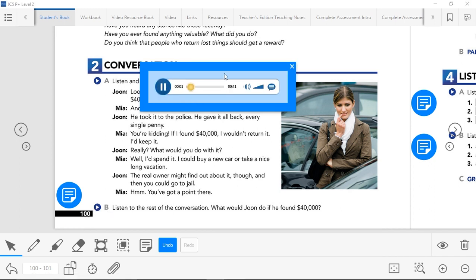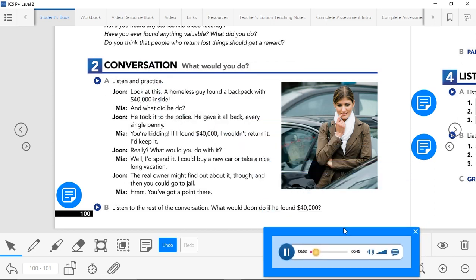Page 100, Exercise 2, Part B. Listen to the rest of the conversation. What would June do if he found $40,000?